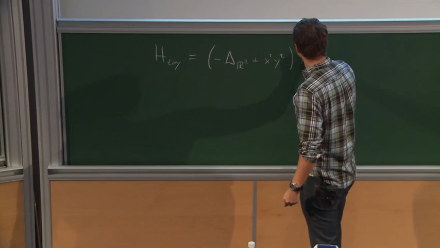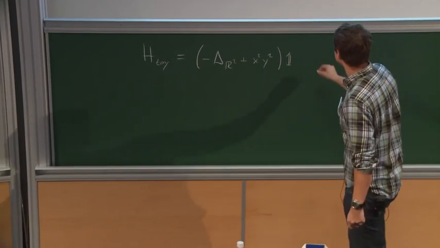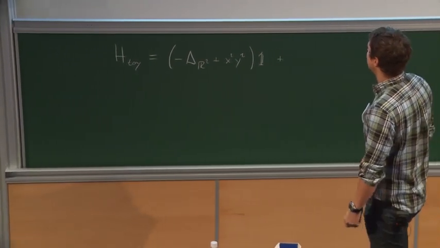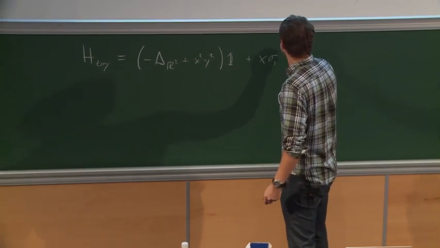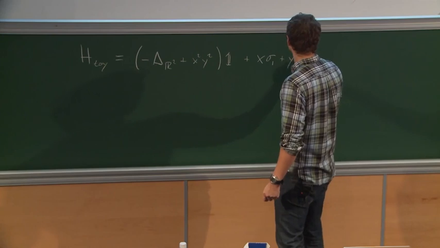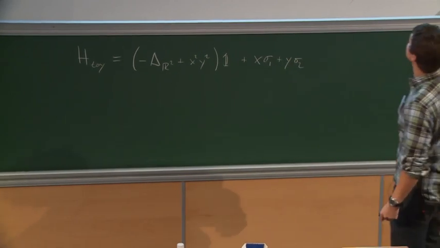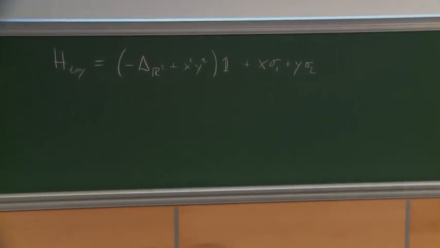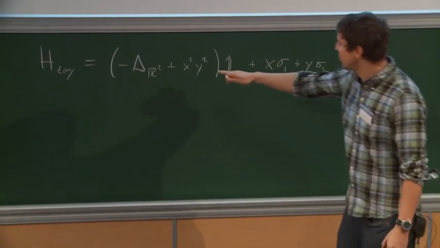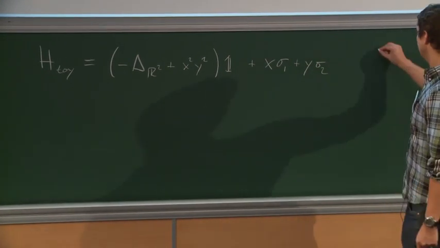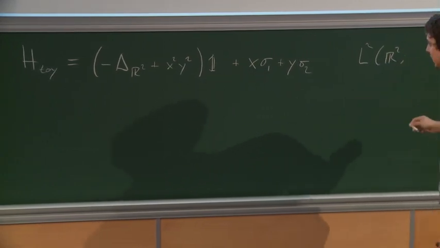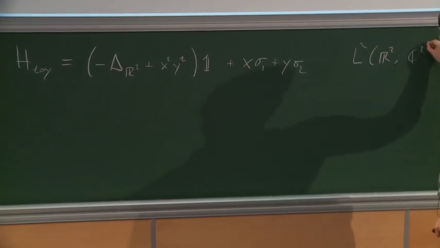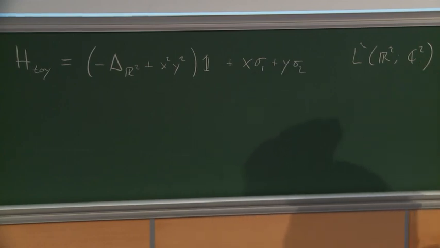It's essentially the same thing we had on the R2. Then there is the identity matrix here, and then you have a part which you can write. So this depends on your taste, but one way to write it down is in terms of two Pauli matrices. So this operator is acting on L2 on R2 with values in C2 actually. So you have the Pauli matrices acting here.